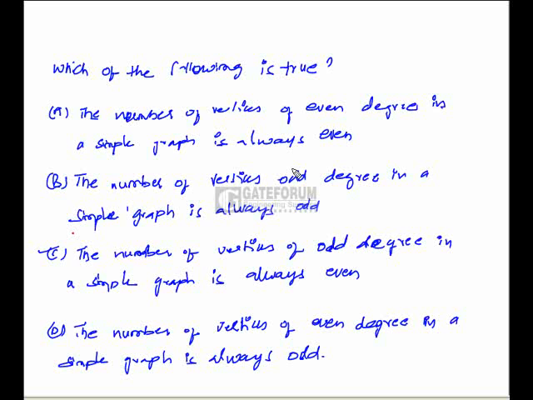Question: 4 statements are given as 4 options, and we need to identify the correct statement. If we observe option C, it is one of the properties of a simple graph, and it states that the number of vertices of odd degree in a simple graph is always even. So option C is the correct option.